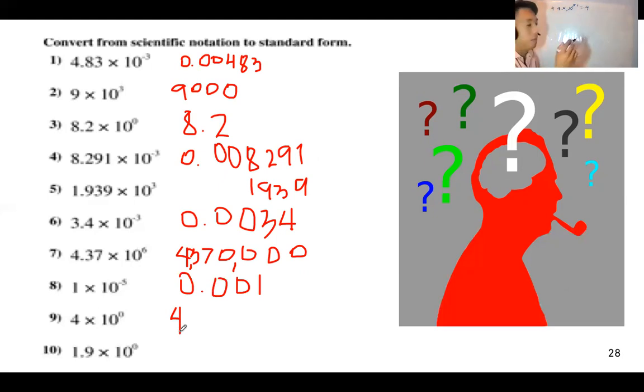Diba ang dali? Number 10. Our number 10 is 1.9 multiplied by 10 raised to 0. Same process. Okay? This will become 1. So we will just copy this, 1.9. 1.9 times 1 is 1.9. So for number 10, the answer is 1.9. Okay?